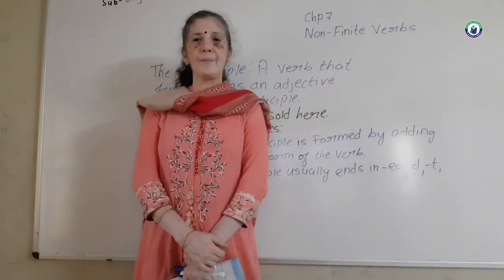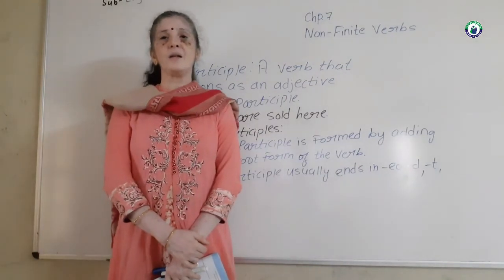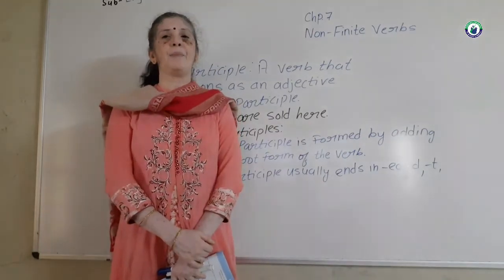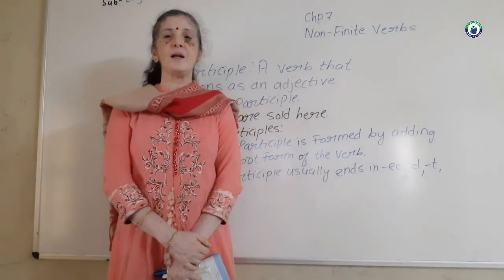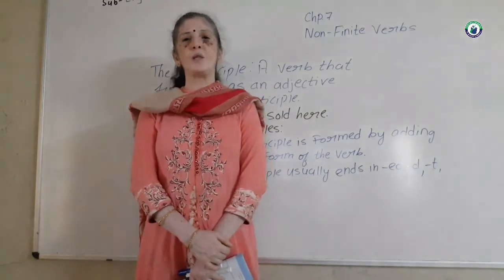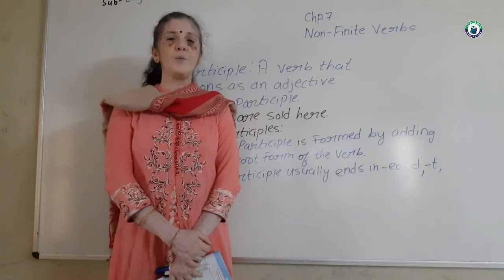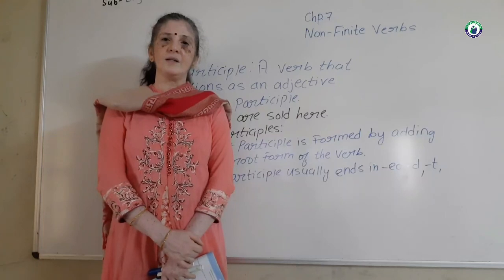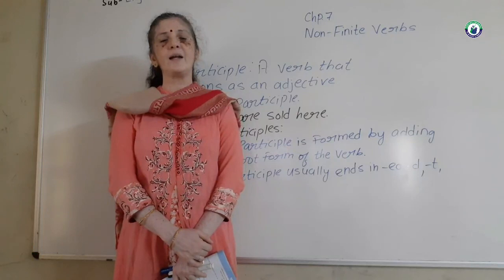Students, our chapter is over, and today we have learned what is a gerund and what is a participle. A gerund is a verbal noun and a participle is a verbal adjective. And there are two types of participle, present participle and past participle. Present participle means with the verb we add ing, and past participle means with the verb we add ed, t, en, etc. Hope students, you understand what are finite and non-finite verbs?